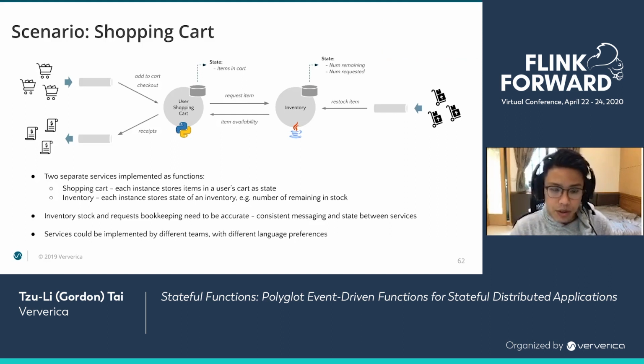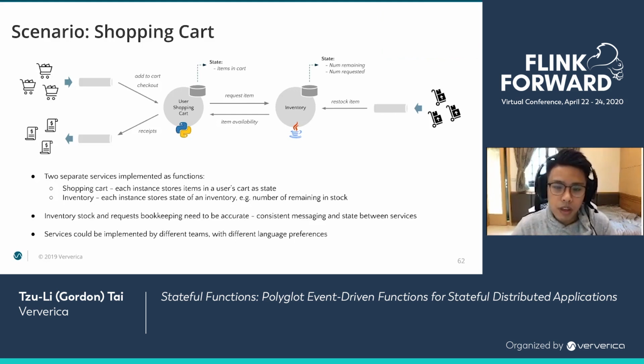Now, in this scenario, inventory stock and requests bookkeeping needs to be accurate. You wouldn't want to have false accounting of number of items sold to all users, right? So what this essentially means is that you'll need consistent messaging and state between these two services, the functions of these two services.